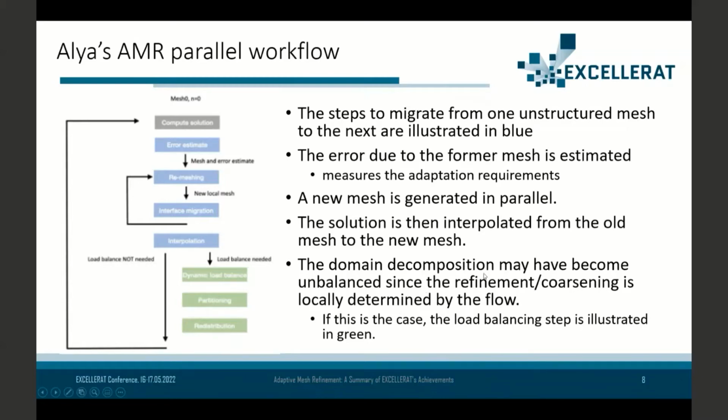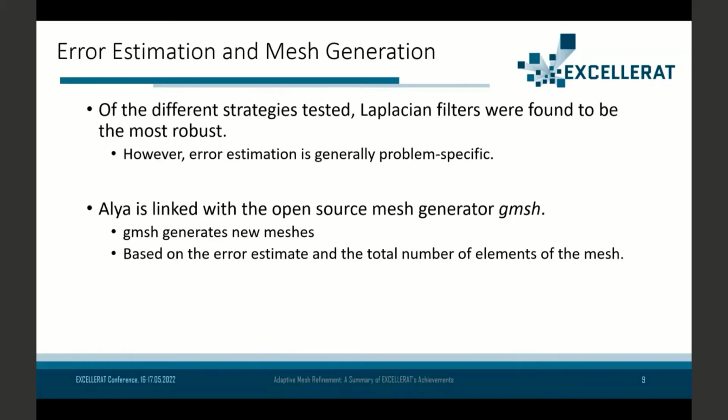So for the error estimate and mesh generation, they've looked at a lot of different strategies for the error estimate. Laplacian filters were found to be the most robust, but they did find that the better strategy was problem dependent. And regarding mesh generation, they link with an open source mesh generator called Gmsh, which is quite popular with a lot of the EXCELLERAT codes. And the new meshes generated by Gmsh are based on the error estimate and the total number of elements in the mesh.